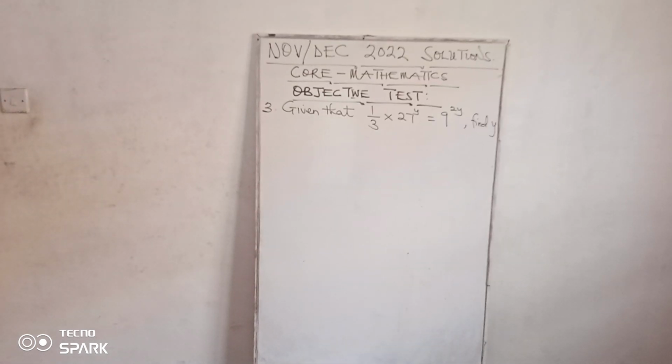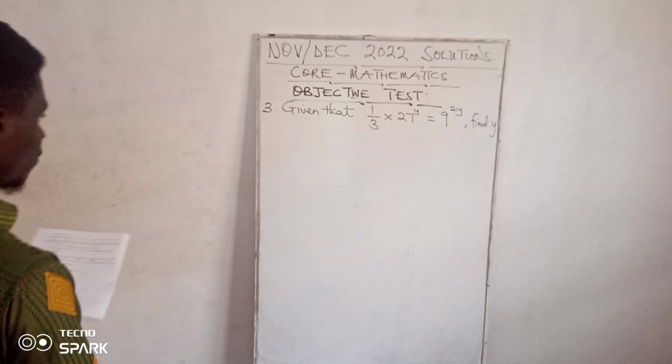So we have this. Given that 1/3 times 27 to the power y equals 9 to the power 2y, we should find y. Again, given that 1/3 times 27 to the power y equals 9 to the power 2y, find y.